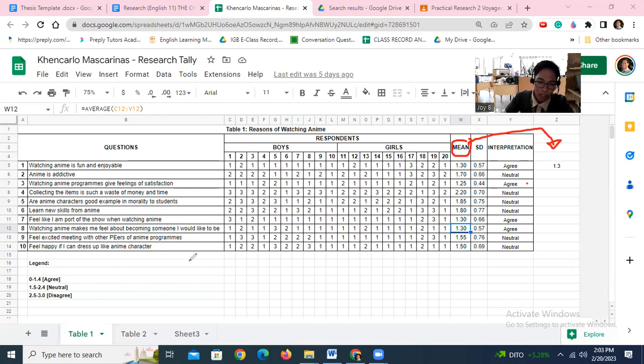Okay, for example, meron siyang 1, 2, at 3. Yung 1, ibig sabihin doon is yun yung agree. Okay? Yung 2 naman is yung neutral, yung 3 is disagree.